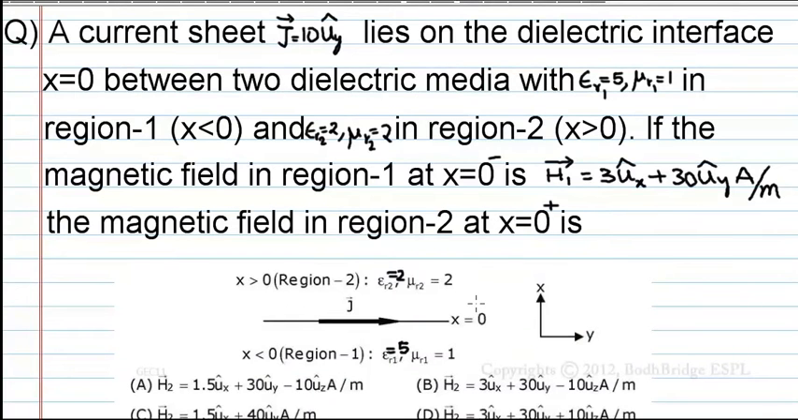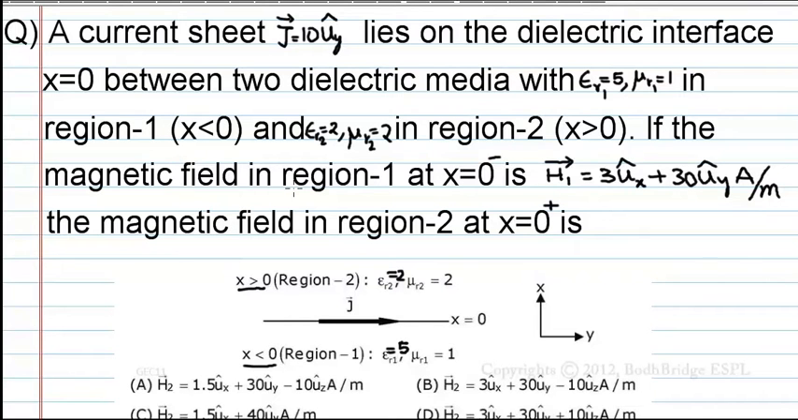A current sheet J bar equal to 10 uy cap ampere per meter lies on the dielectric surface x equal to 0 between two dielectric media, with epsilon R1 equal to 5 and mu R1 equal to 1 in the region x less than 0, and epsilon R2 equal to 2, mu R2 equal to 2 in the region 2, x greater than 0.